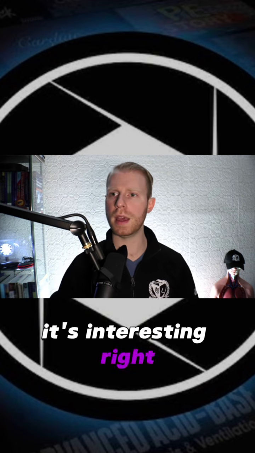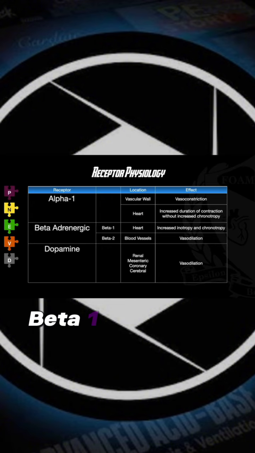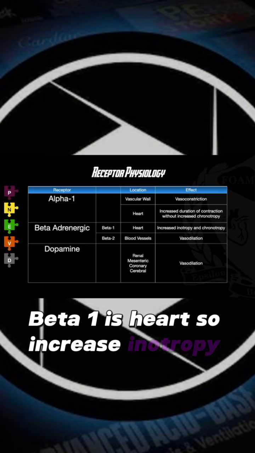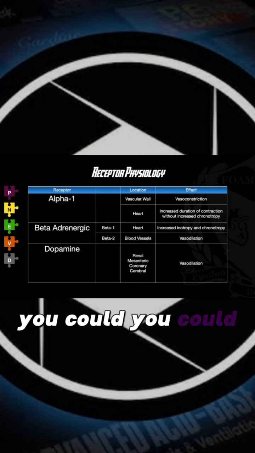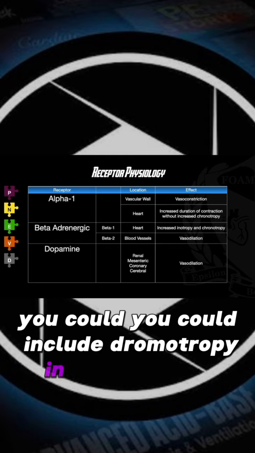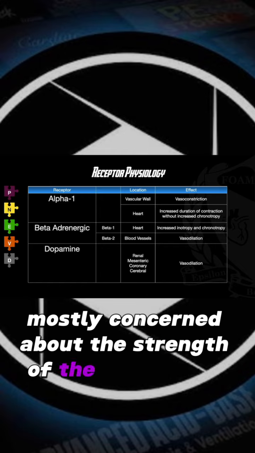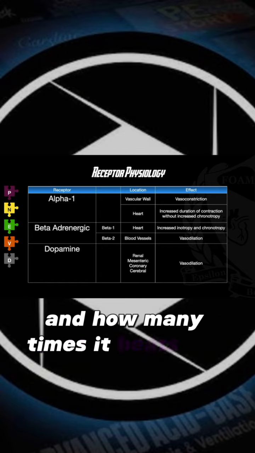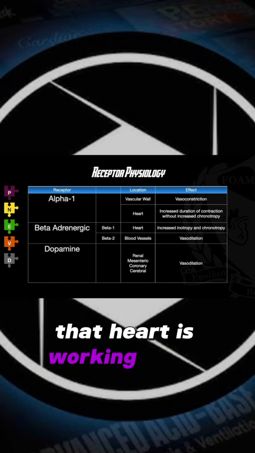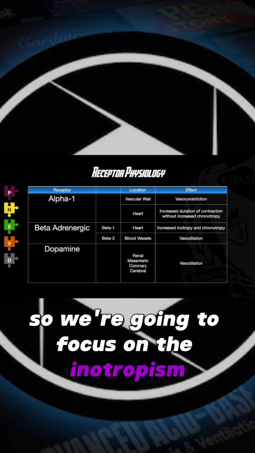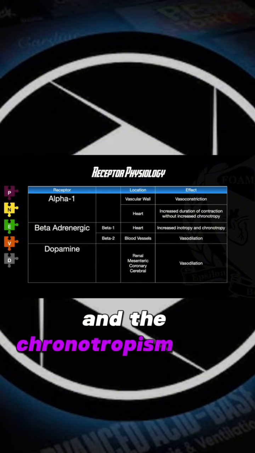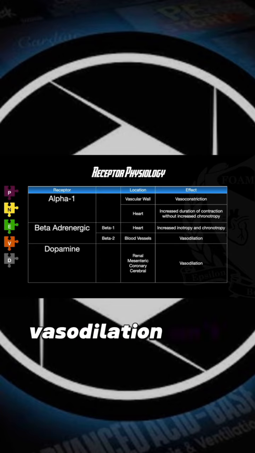It's interesting, right? And then maybe we're a little bit more familiar with the beta stuff, right? Beta-1 is heart. So increased inotropy and chronotropy. You could include dromotropy in there as well, which is the speed of the electricity. Mostly concerned about the strength of the contraction and how many times in beats per minute that heart is working today. So we're going to focus on the inotropy and the chronotropy. Beta-2, blood vessels, vasodilation. Isn't that interesting?